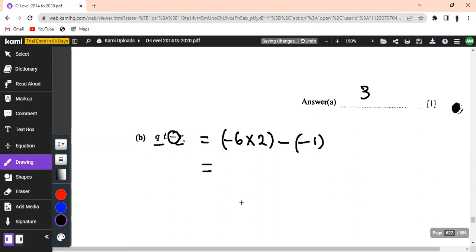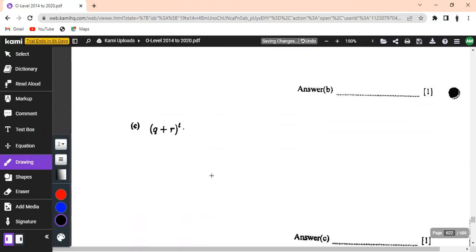-6 by 2, which is -12, minus and minus, which is a plus in this case, so it's going to be +1. And if you combine this, it's minus 12 plus 1, which is negative what? Which is -11. All right, so that's what you're going to obtain in this case. Let's see the other one.